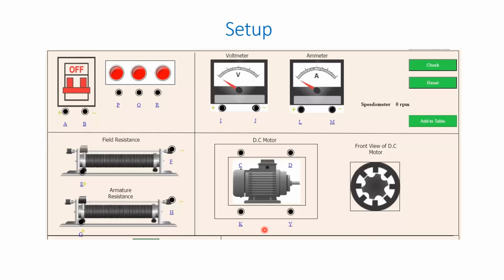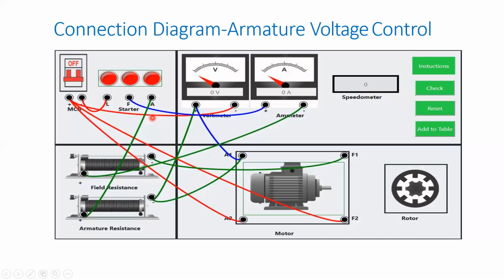So when you go into that procedure, simulation setup, you will find such a setup in that practical. You will find these meters, these rheostats, this is the DC motor, this is the front view, and this is your MCB and all for applying the supply. Then in the procedure part, you can get the connection diagram. This type of connection diagram is given to you.